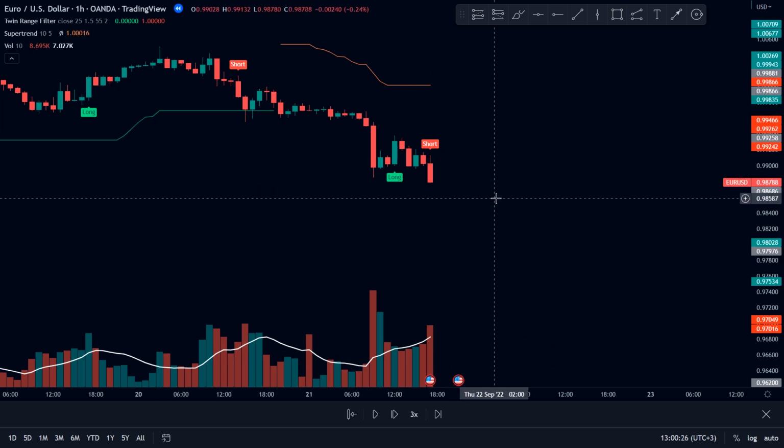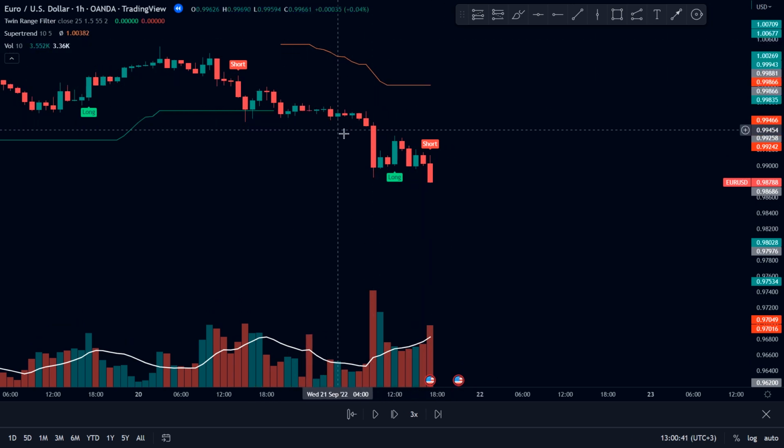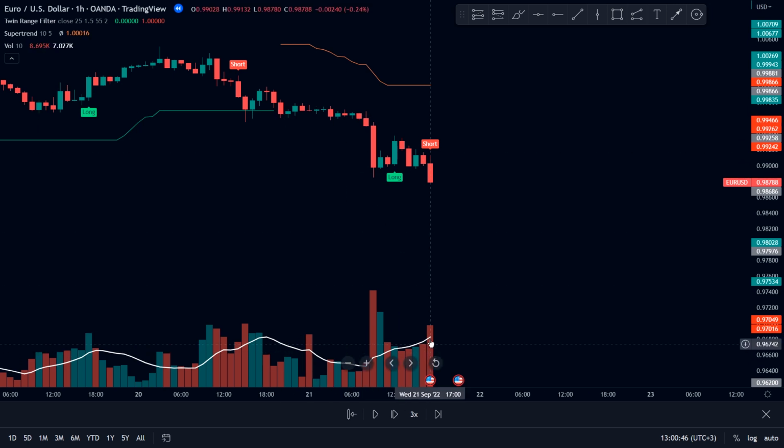All the conditions for entry were met. I'm just gonna go over them real quick. The super trend indicator was colored red and the price was trading below it. The volume bar of the volume indicator was above the moving average. Finally, the twin range filter issued a short signal.